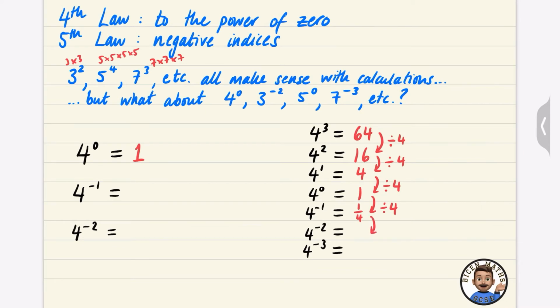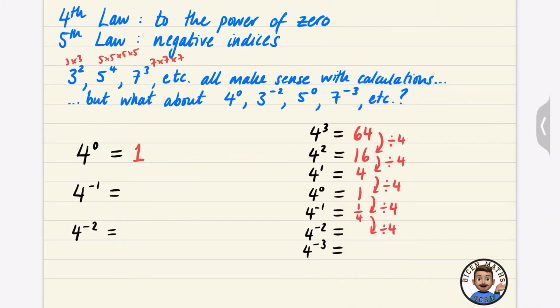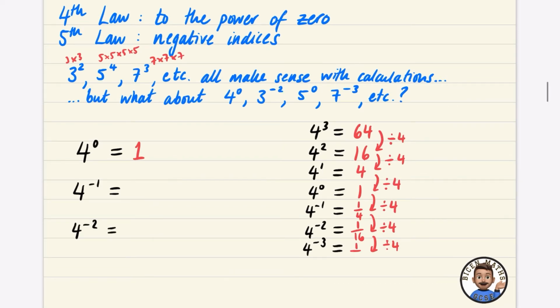Now I'm going to do a quarter divided by 4. Think what that might be. If not, we can check it on a calculator. So I'm going to do a quarter divided by 4, and I get 1 over 16. So I'm going to leave it as 1 over 16, not as a decimal. And then that means I can answer over in a second. I'm going to divide by 4. 4 to the power of minus 3, well, you can probably spot the pattern. It's going to be 1 over 64.